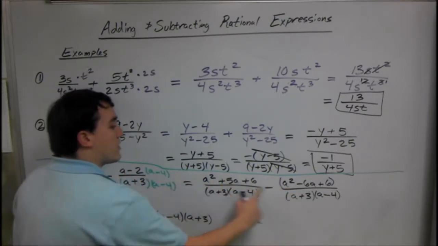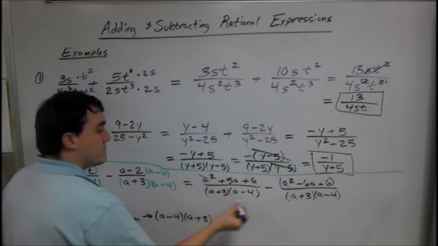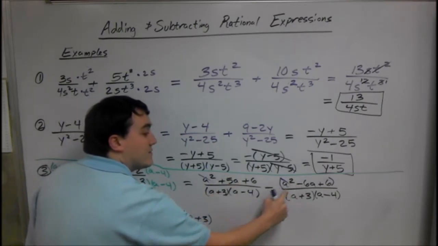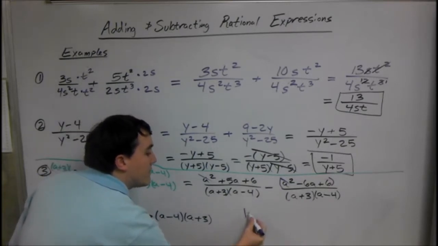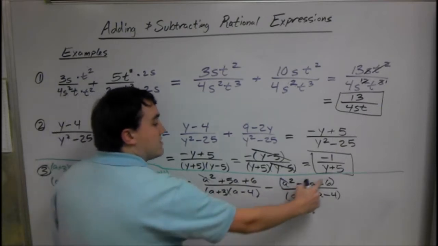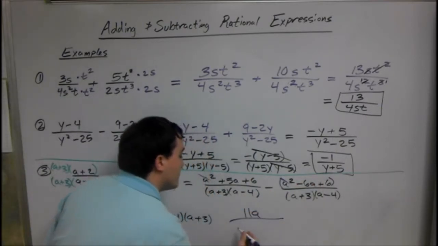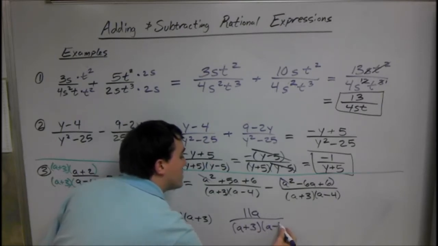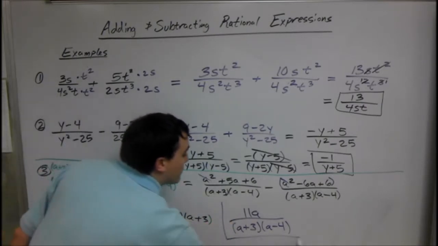So we have a squared minus a squared. Those are going to end up canceling. And then we have 5a minus negative, means plus, 5a plus 6a is going to be 11a. And we have 6 minus 6. Okay, well that's 0. So we just have 11a over our common denominator, a plus 3, a minus 4. So that would be that one.